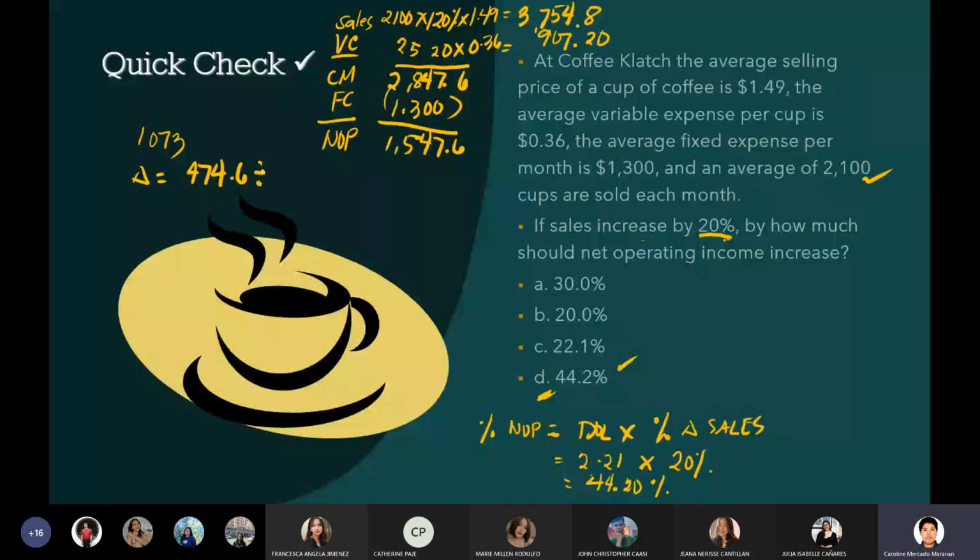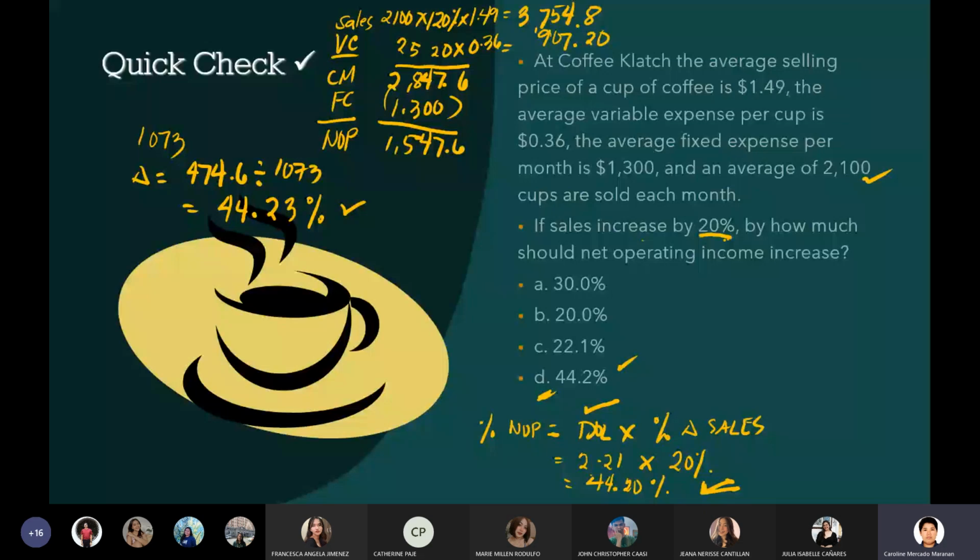that would be 44.20. Rounding off din. Okay? Dito kasi 23%. So, tama yung ating degree of operating leverage dito. Without computing or without using the financial statement, using only the degree of operating leverage, na-predict natin kung gaano mag-increase or mag-decrease yung ating net operating income. Meron din dito, pwede mo na tong i-shortcut.